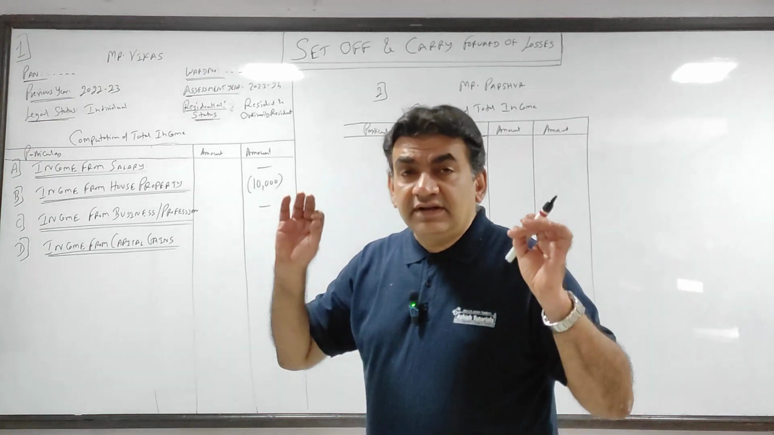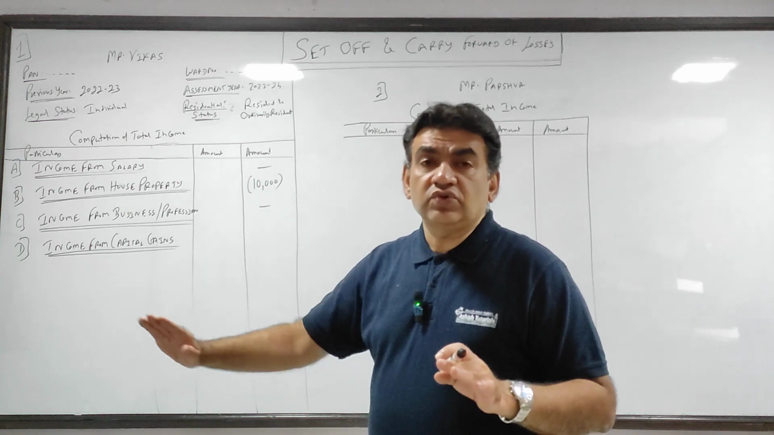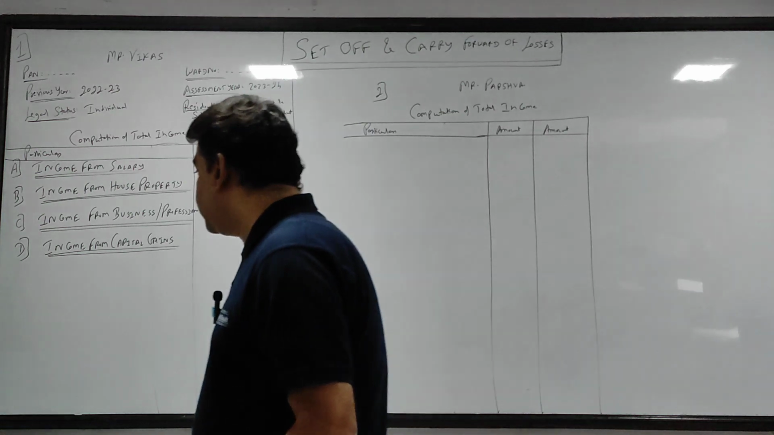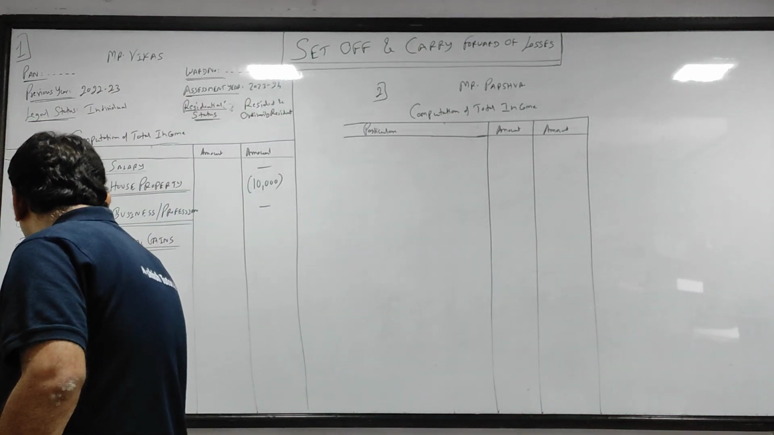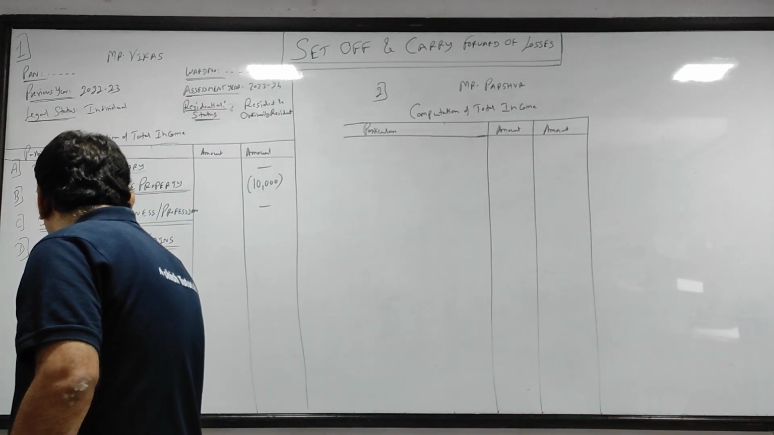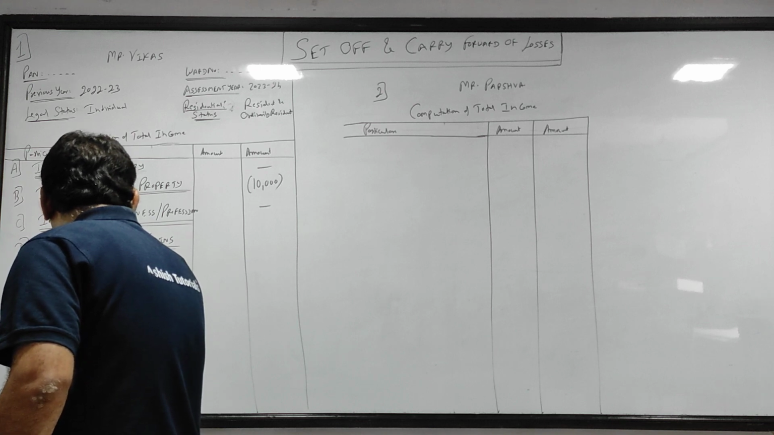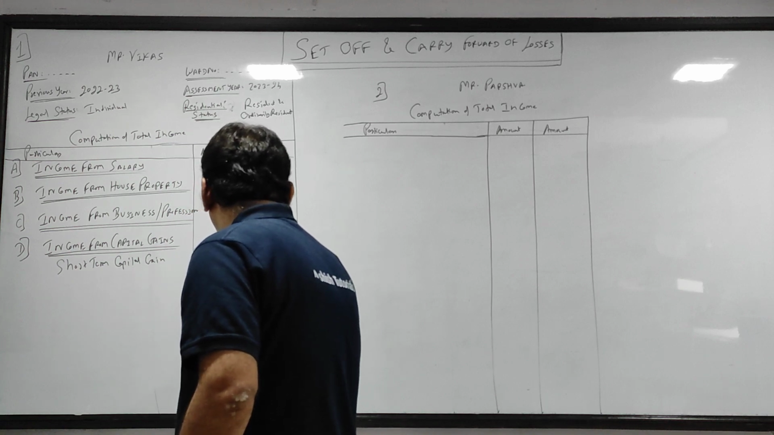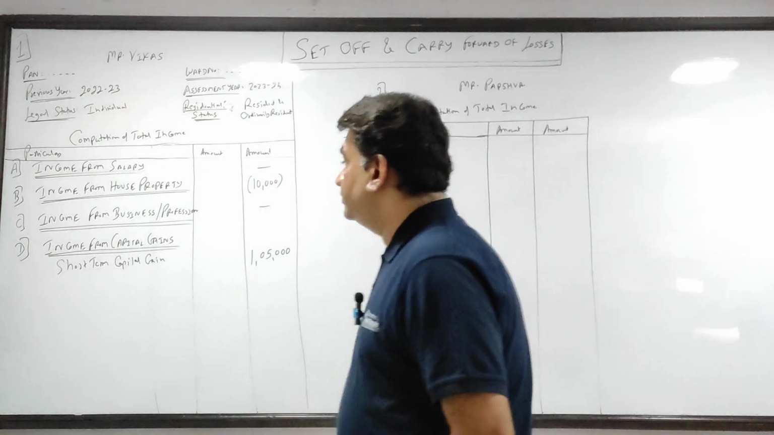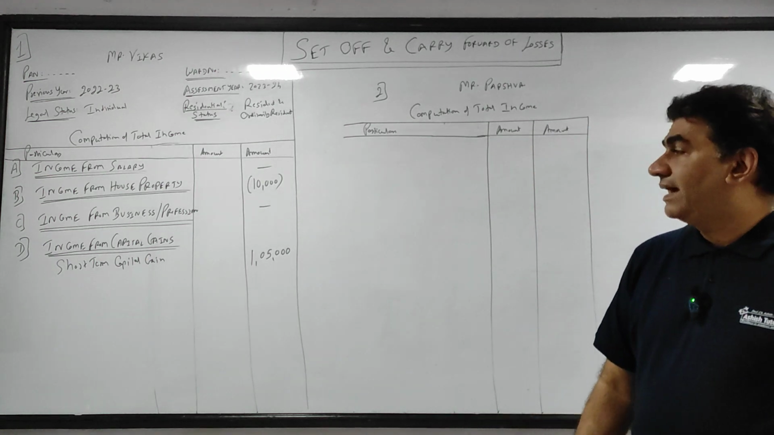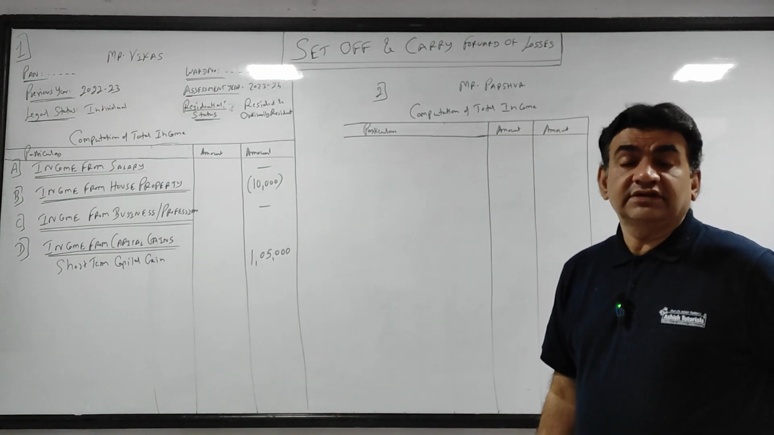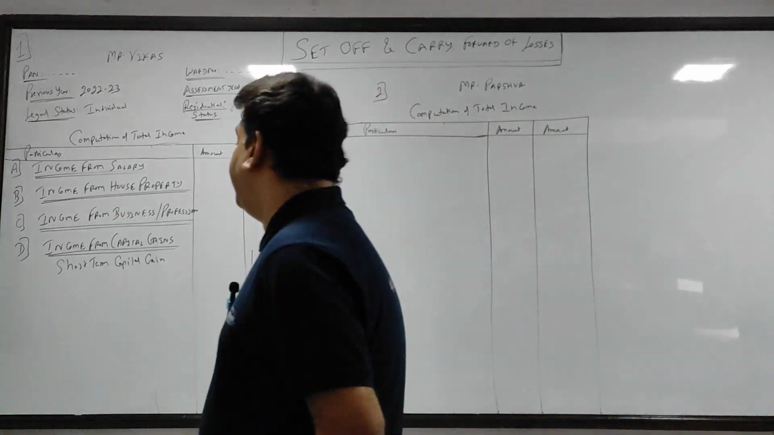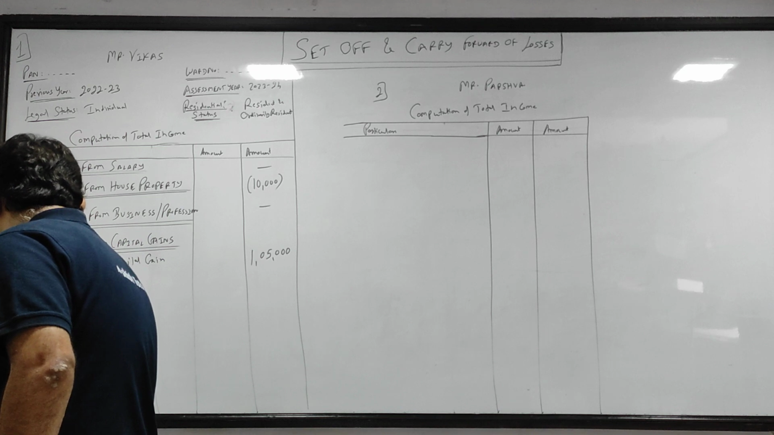I'm going to cover each and every variety slowly over the next few days. So now what I'll do, there is only short-term capital gain. So here you will write short-term capital gain, that is 1,05,000. Got it?